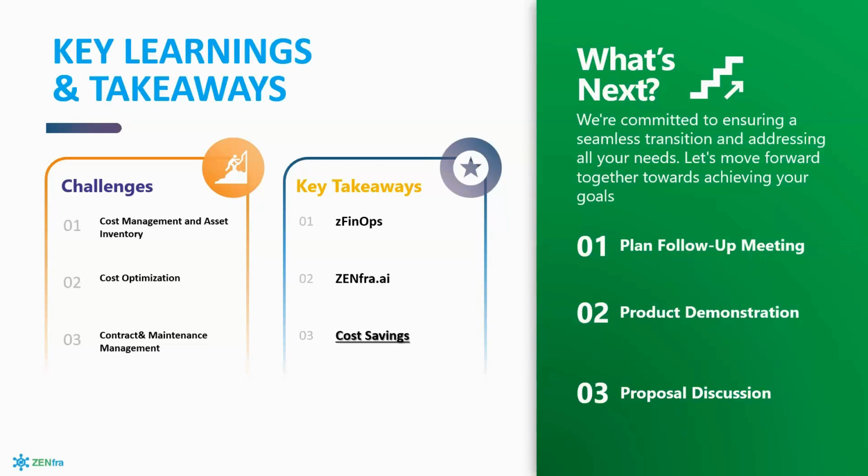Two, artificial intelligence is the buzzword that everyone is talking about these days. And yeah, some of it's buzzwords, some of it's real. Within ZENfra, it's real. We're applying artificial intelligence and machine learning to your contract subscriptions, software licensing, and cloud subscriptions to allow you to better understand, manage, and optimize them. And the third key takeaway, of course, is cost savings. The whole purpose of doing this is to save money.